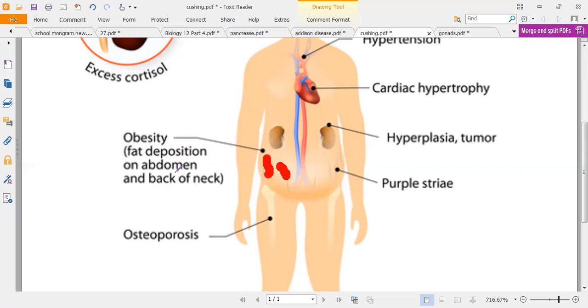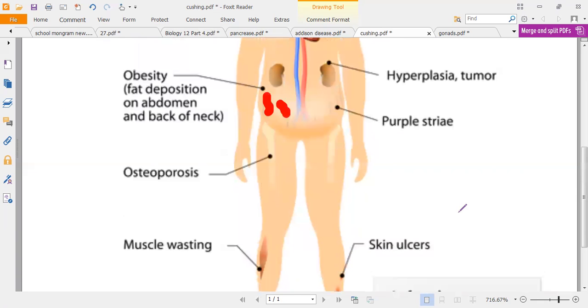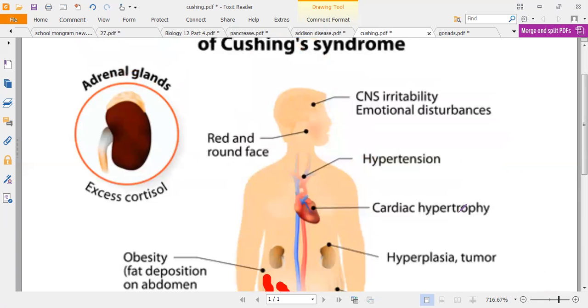Obesity, fat deposition in the neck and abdomen, osteoporosis, and skin ulcers, because the muscles are wasting, and lots of other problems, like in males, erectile dysfunction, that is about the male reproductive organs, and amenorrhea, hirsutism. That is common in males, but it can also be in females, like an increase of hair growth around the face.